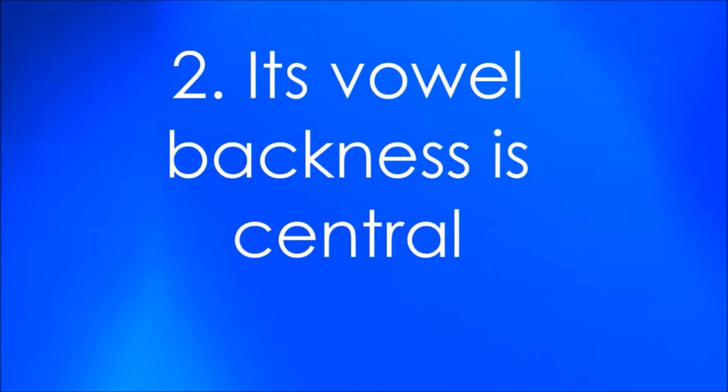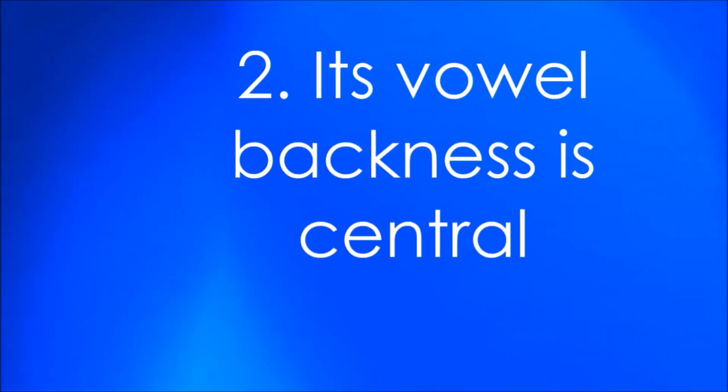2. Its vowel backness is central, and that means we put our tongues halfway between a front vowel, like I, and a back vowel, like U, without creating a constriction, which would be classified as a consonant. So, the tongue is neither in the front nor in the back of our mouths when we say the schwa.